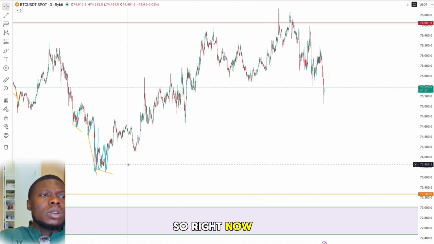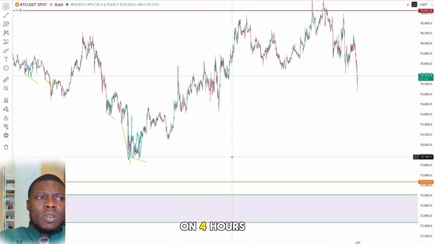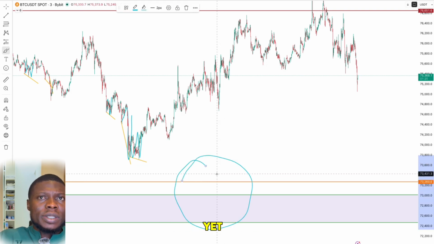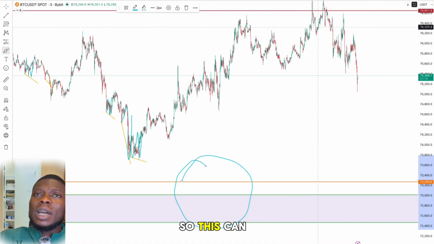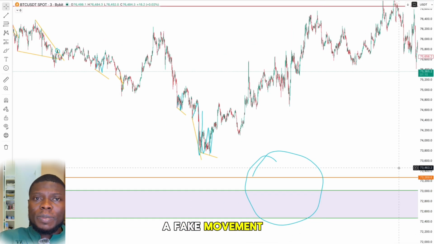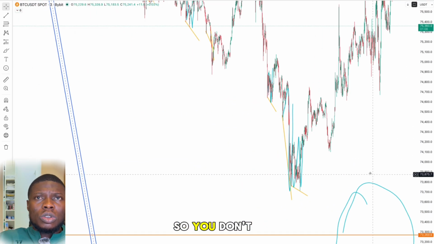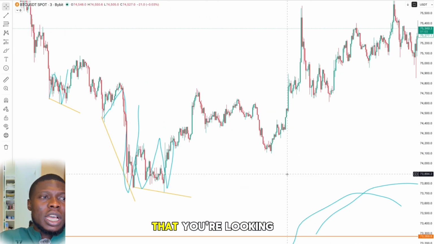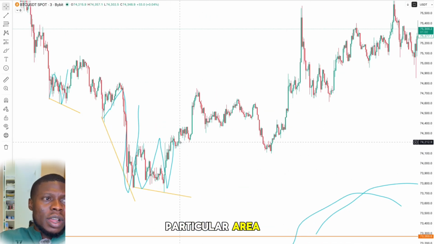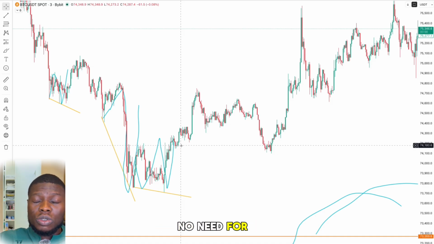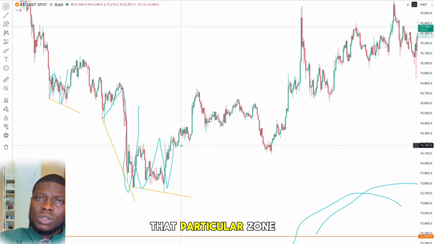So right now, the area I'm looking at on the 4 hours, we have not gotten there yet. We've not gotten to this area yet. But we saw the price moving up. So this can be a fake movement. You don't be tricked, because unless there is a higher time frame zone that you're looking at on that particular area, there is no need for you to be stuck at that particular zone.